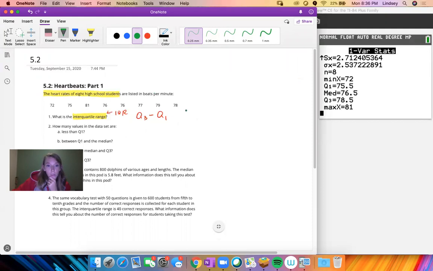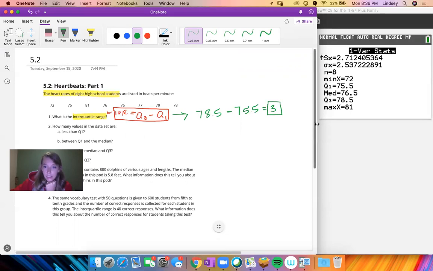So the Q1 was 75, or I'm sorry, I'm doing it backwards. Q3 is 78.5, and we're going to subtract the Q1, which was 75.5. So this little formula right here is something you will need to know. If we take those 2 values and subtract them, that would equal 3. So my IQR is 3.